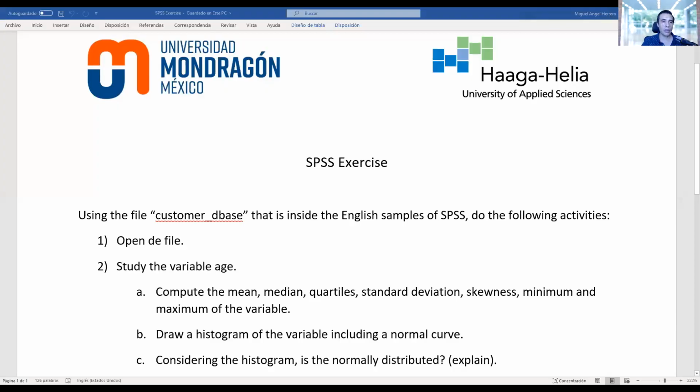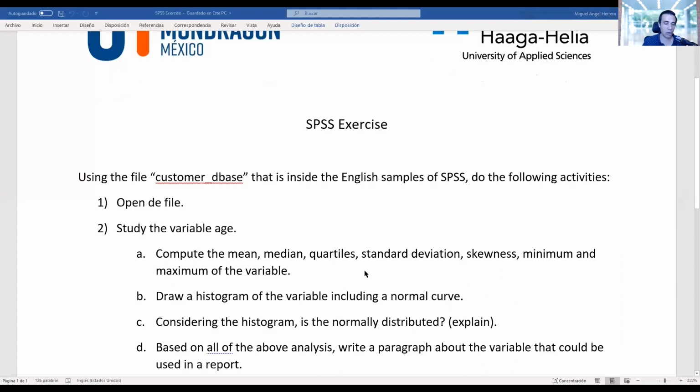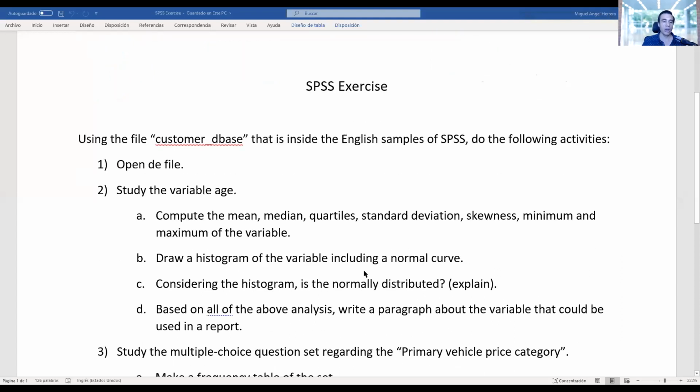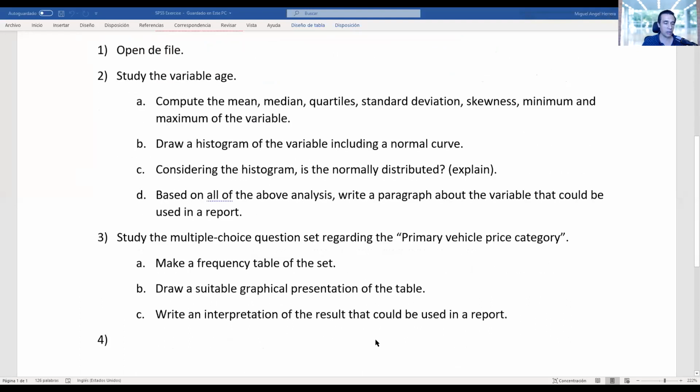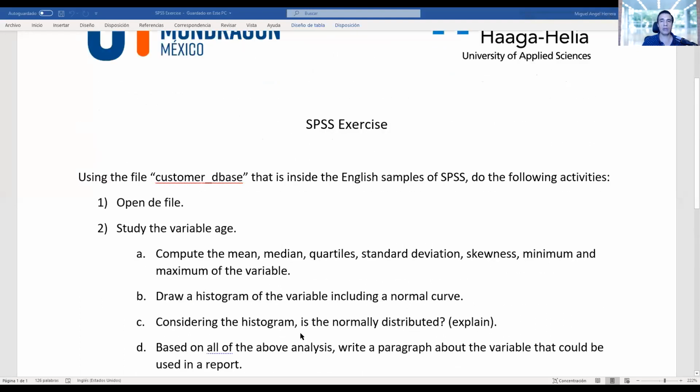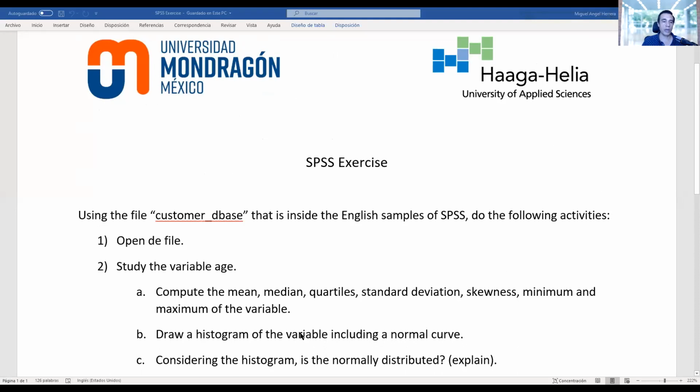Okay, so let me share the screen with the exercise, so that way you can know what we are going to be doing, okay? I'm going to add an item in the meanwhile. Number 4 is missing, but you will have it in just a minute. Okay, so we are right here.